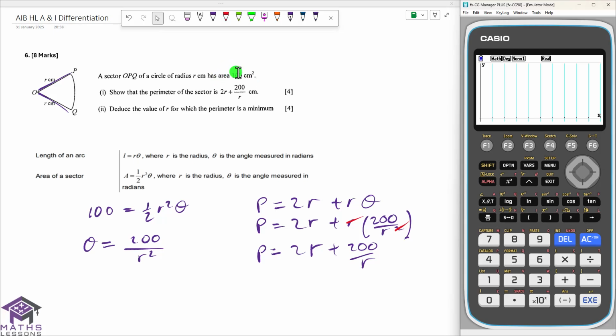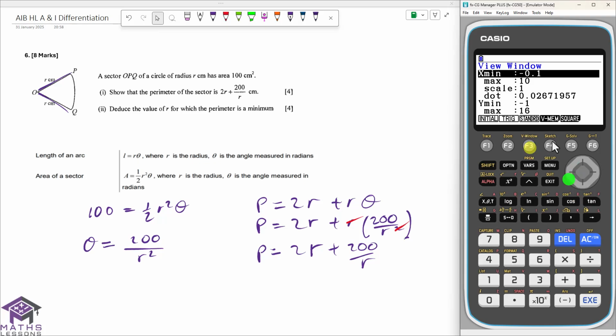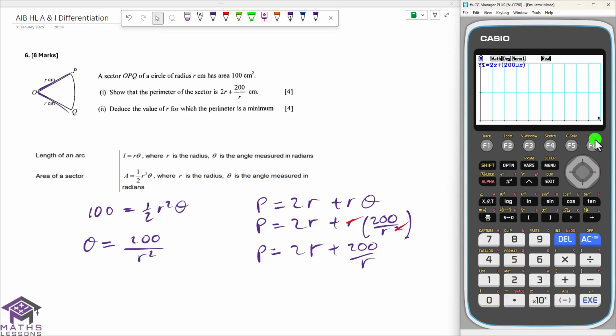Given that the area is 100 centimeters squared, it's unlikely that the radius is going to be much more than 10. So let's do a quick change of the view window. The y value is our perimeter, which is definitely not going to be more than 100, so let's scale that down to 50. Execute that, and we've got a curve going on there.